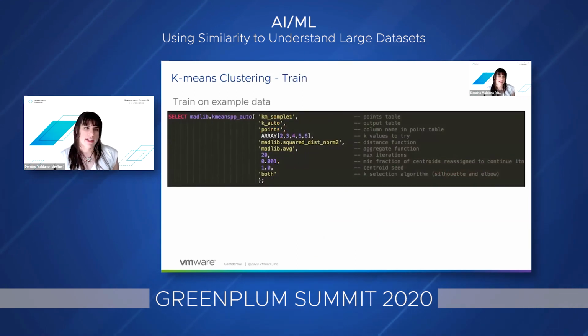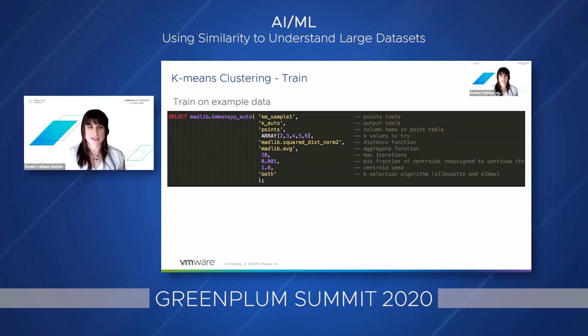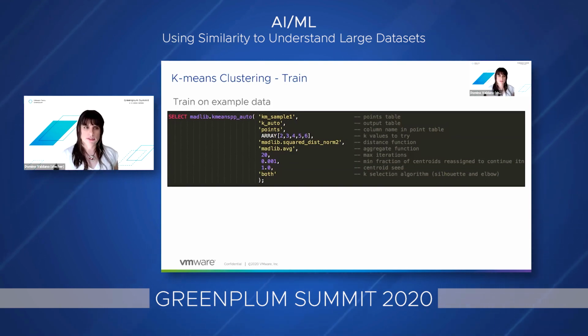So this is not just K-means, but a recent version of K-means that we added. It's called K-means++ Auto, and it has a fancy way of picking the initial points. It also automatically picks the best K. With a basic K-means algorithm, you would have to tell it, I think there's 3 clusters here, I think there's 4, find me the centers. But MADlib will actually pick the right K for you.